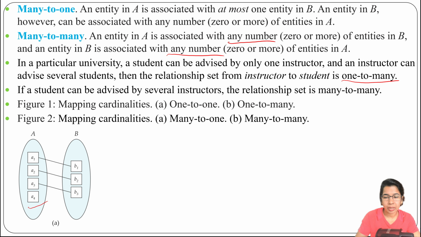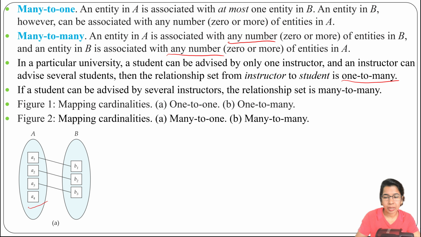Next is one to many. So one entity of A can be associated with many entities of B. This is a one to many. You can see A1 is associated with B1, also B2. A2 is associated with B3, also B4. A3 is associated with B5.